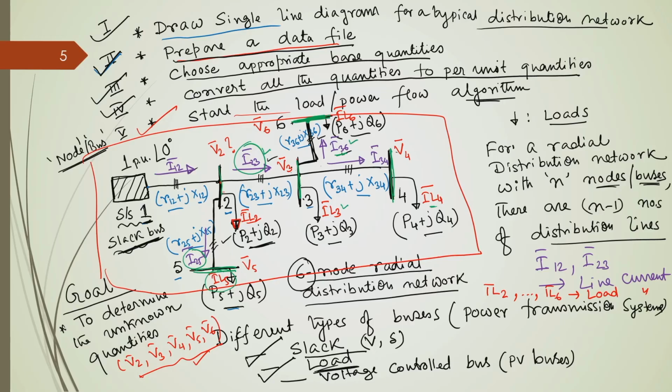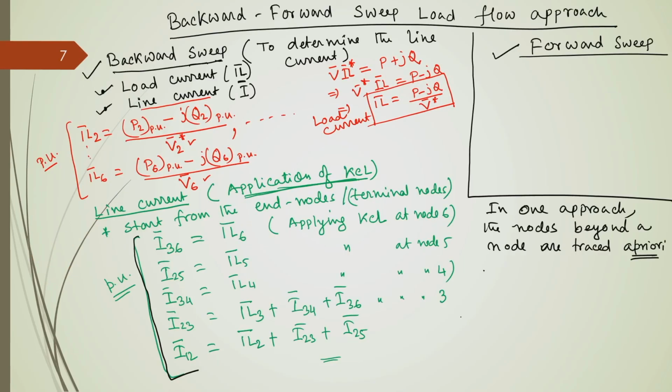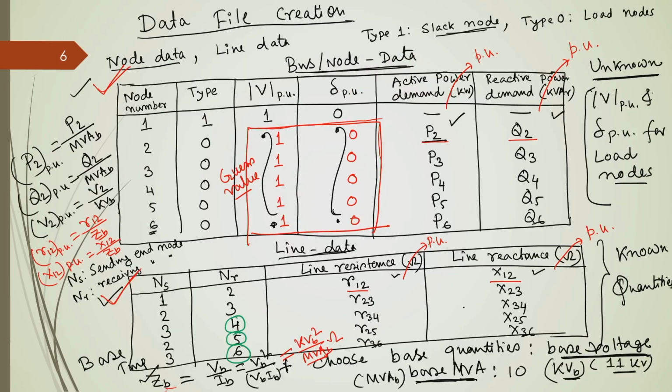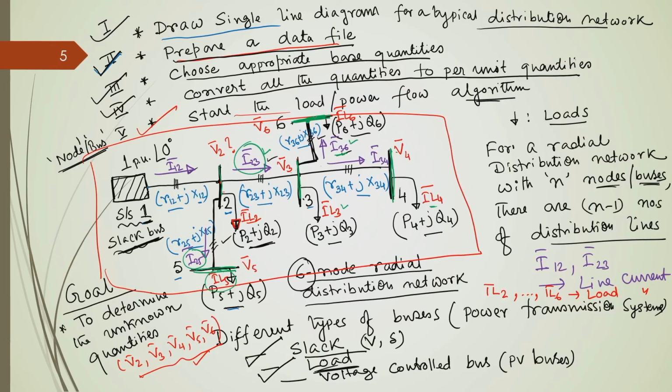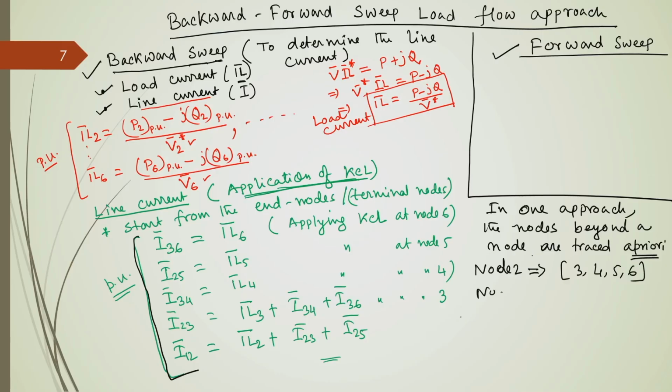That means all these nodes' power demand is flowing through this node 2. So, beyond this node 2, we have nodes 3, 4, 5 and 6, and beyond this node 3 we have node 4 and node 6. Node 4, node 5 and node 6 are terminal nodes.